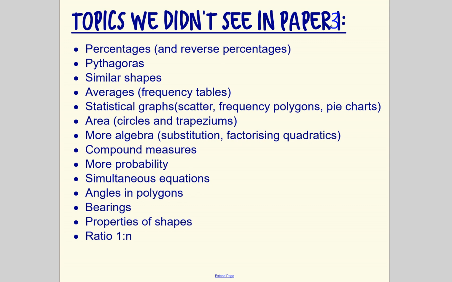Similar shapes is a fairly common topic that we haven't seen yet, so I want you to be prepared for that. You have had some averages. You have actually had a frequency table, but it is something that can come up more than once. You could get a group frequency question where you're asked to estimate the mean. There are more statistical graphs that we could end up seeing. In particular, scatter graphs, frequency polygons, pie charts. Make sure you've got a protractor ready for that pie charts question if it comes up.